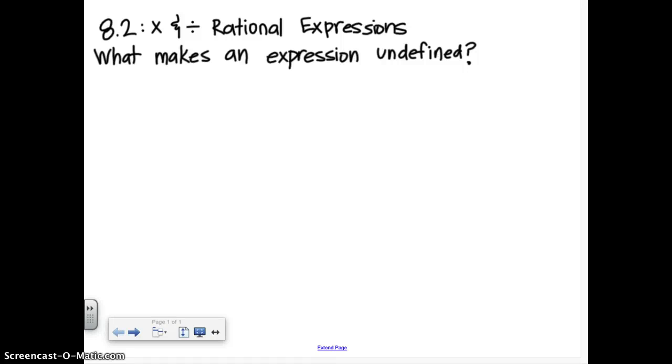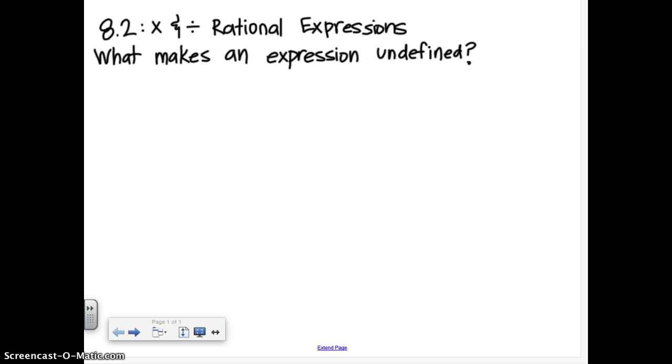So 8.2 gets into how we multiply and divide rational expressions. And you should know that the word rational clues us in and tells us that we're working with fractions. Okay, so we're dealing essentially with fractions, but we're dealing with fractions made up of polynomials. And so this is going to be a little bit different.